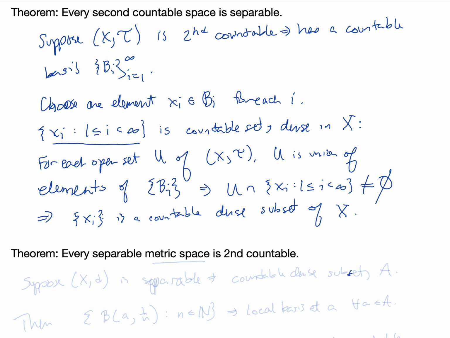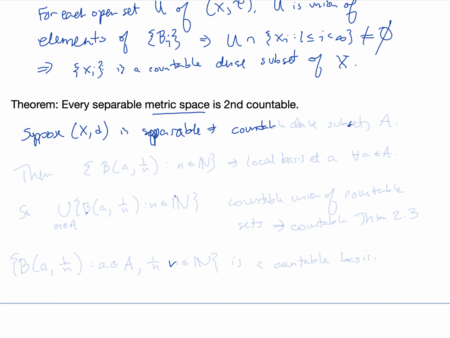It's also the case that every separable metric space is second countable. Note here that we have metric space, so this isn't quite the converse of the theorem above, because not all topological spaces are metric spaces. Later on, we will find topological spaces that are separable but not second countable. So for our proof here, suppose that the metric space (X, d) is separable. It's separable, so it then has a countable dense subset, and we'll call that the set A.